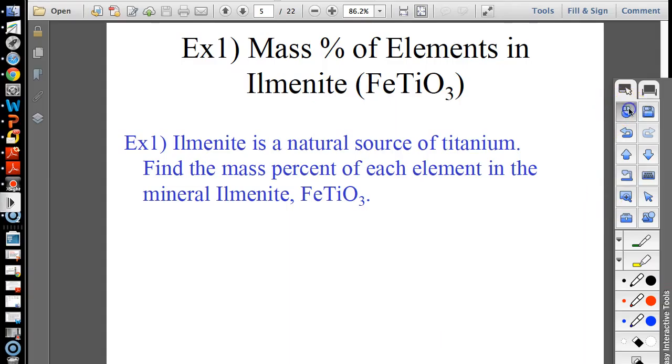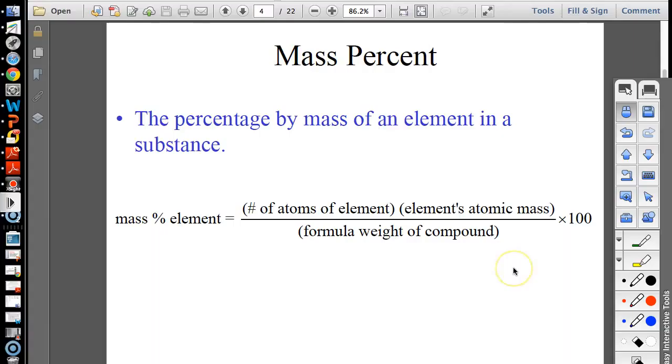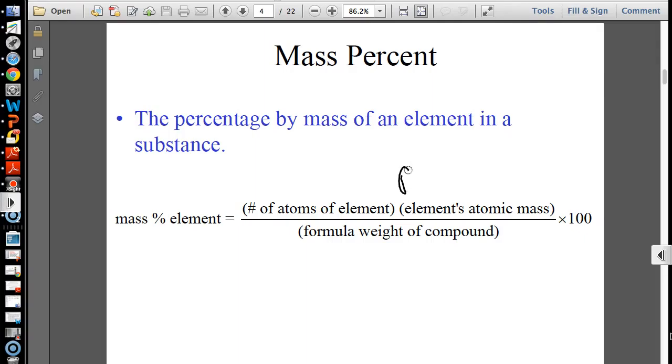because I don't want you to be intimidated by stuff that looks scary. This is how they're telling you to do mass percent of each element. They have all this stuff, number of atoms, atomic mass divided by the formula of the compound. Do you know what this is really saying? Part divided by whole times 100.